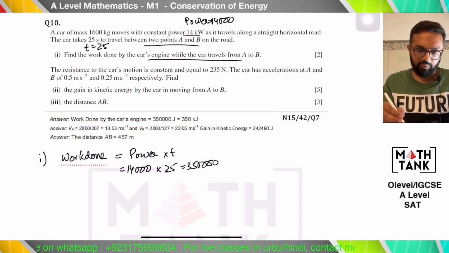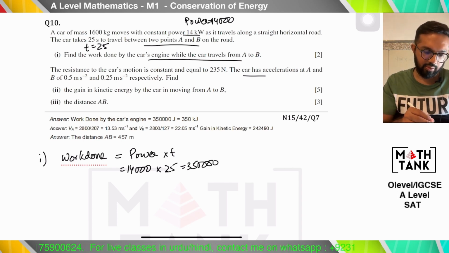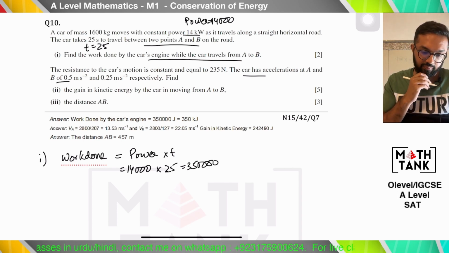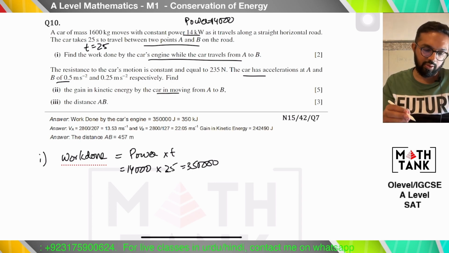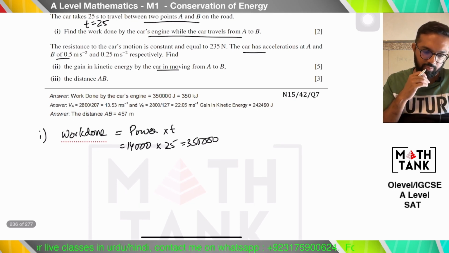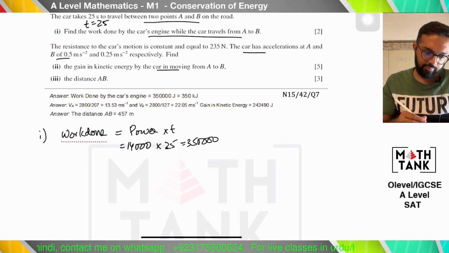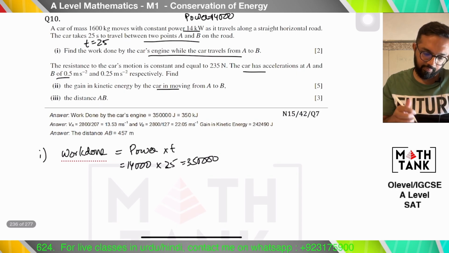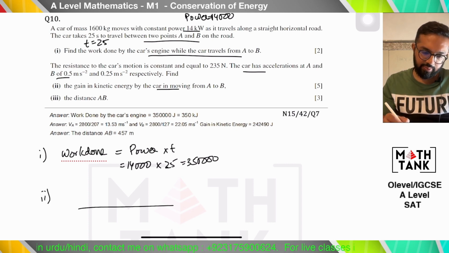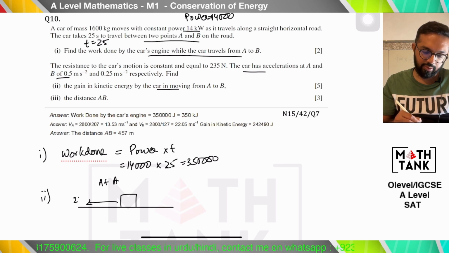The resistance to the motion is equal to this. The car has an acceleration at A of this and at B of that. Find the gain in kinetic energy by the car in moving from A to B. So I have to draw these situations at A first. There's the 235. I can say that this driving force is 14,000 divided by the V.